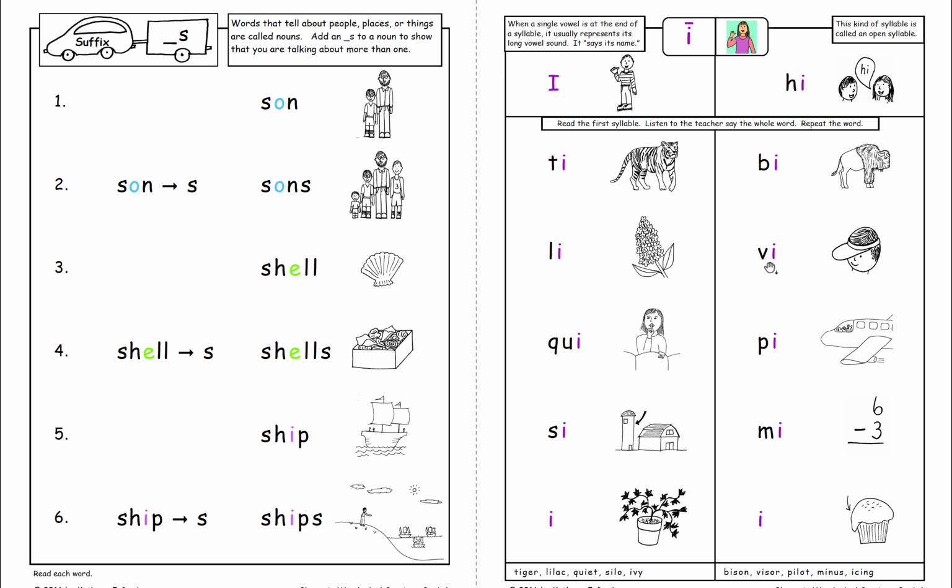Bi, bison. Vi, visor. Pi, pilot. Mi, minus. I, icing. Good job learning to read syllables that end with the long I sound because it's an open syllable.